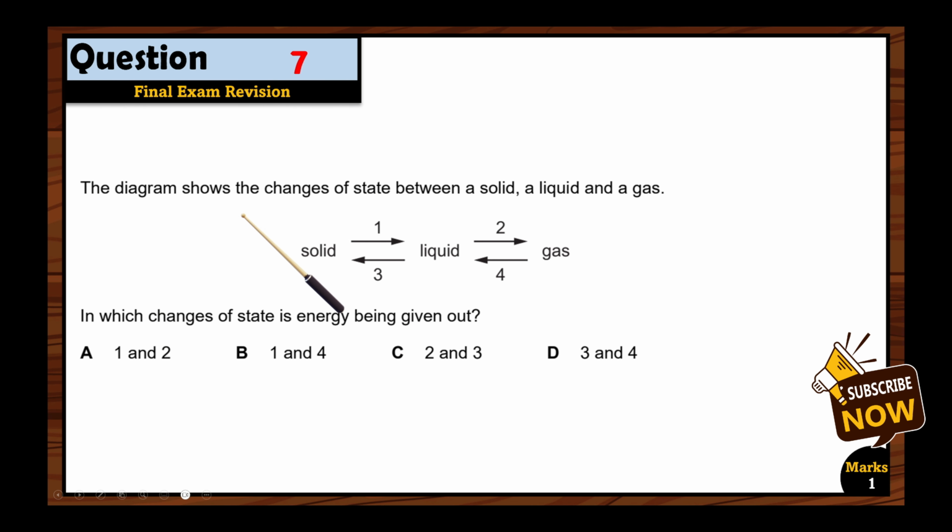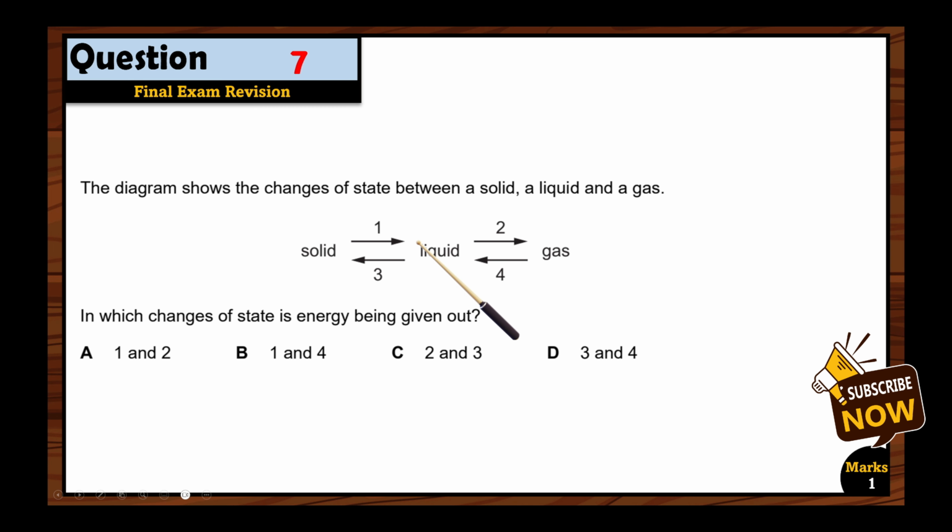Now, question number 7. The diagram shows the change of state between a solid, liquid, and a gas. The diagram is showing the conversion of solid to liquid and then to a gas. In which change of state is energy being given out? So now we have to see when the energy will be given out.